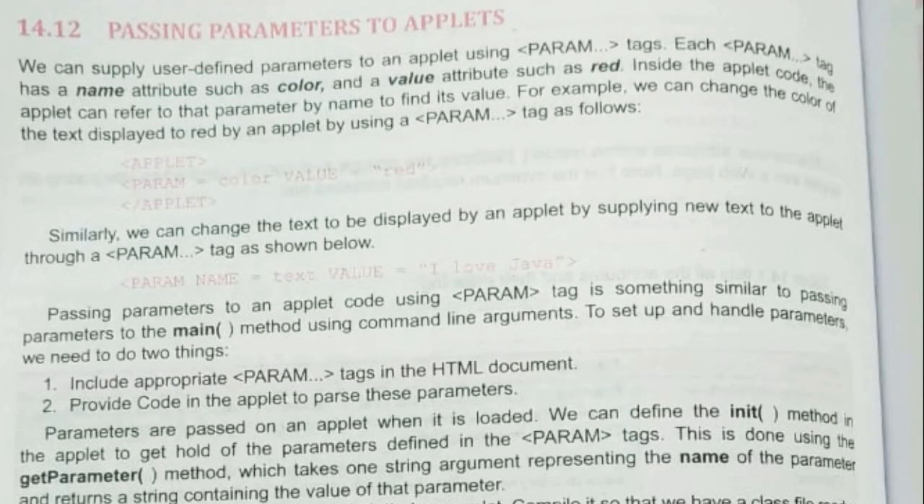Passing parameters to applets. We can supply user-defined parameters to an applet using param tags. Each param tag has a name attribute such as color and a value attribute such as red. Inside the applet code, the applet can refer to the parameter by name to find its value. For example, we can change the color of the text displayed by an applet to red by using a param tag as follows. Similarly, we can change the text to be displayed by an applet by supplying new text to the applet through a param tag as shown below.